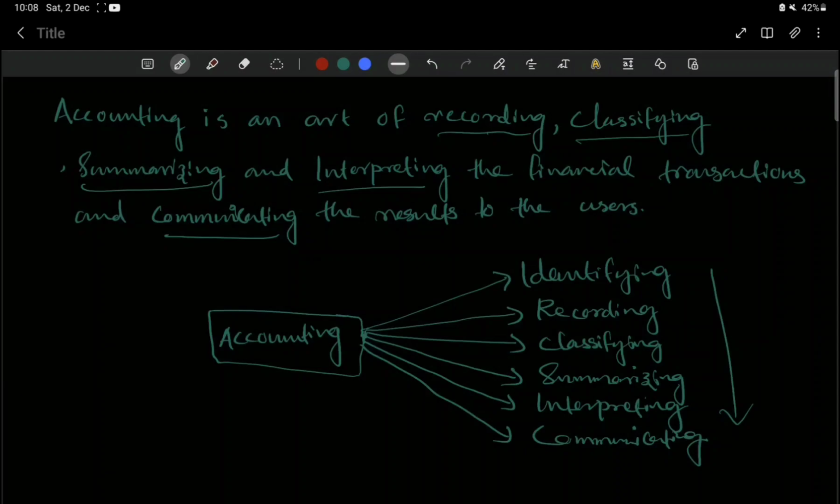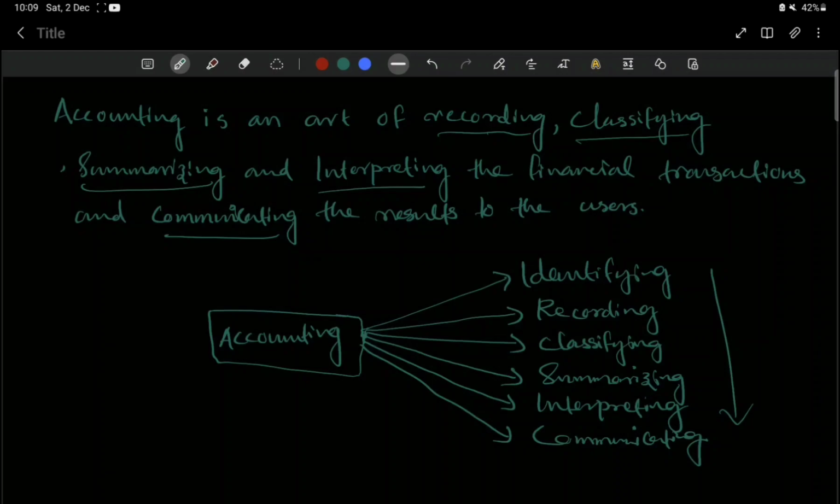The next process is recording the transaction. Recording simply means we know that accounting is an art of recording the business transactions in the books of account, right? So recording is the process of recording the business transactions of a financial character. As I said, it should be of financial character, and that will be recorded in the book called the journal, right? First we identify whether the transaction is monetary or non-monetary. Then the monetary transaction, which is measured in terms of money, will be recorded in the book of original entry called the journal, right? That is called recording the transaction.